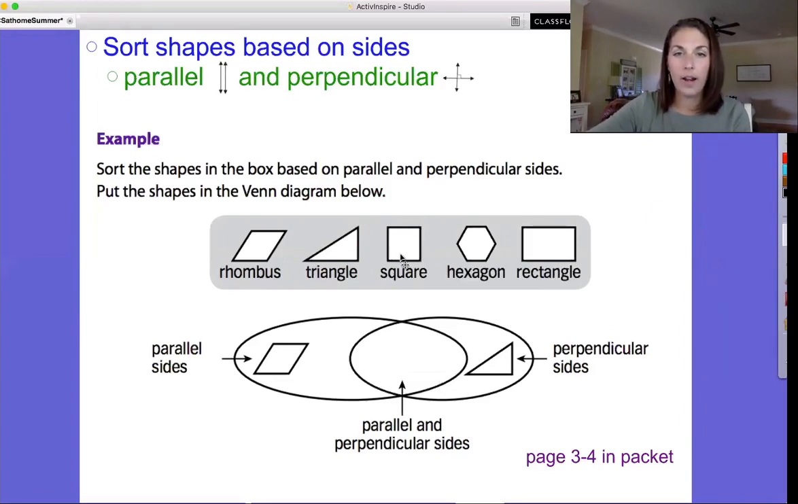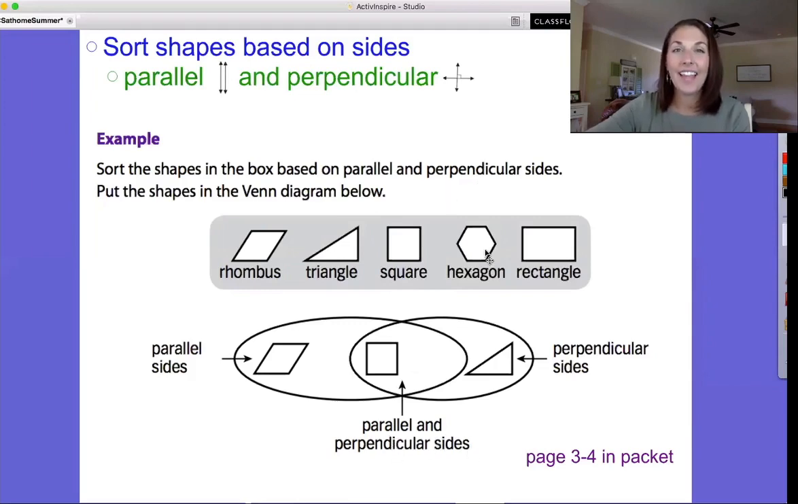All right, let's look at the square. We know from our previous slide that a square has 2 sets of parallel sides. These opposite sides are parallel, so I know it'll fit here. And I also know that there are 4 right angles in a square. So if there are right angles in a square, I know that I'm going to have perpendicular sides because those sides are going to intersect exactly at 90 degrees. So I'm going to place my square right here into this middle category that would be defined as having parallel and perpendicular sides.